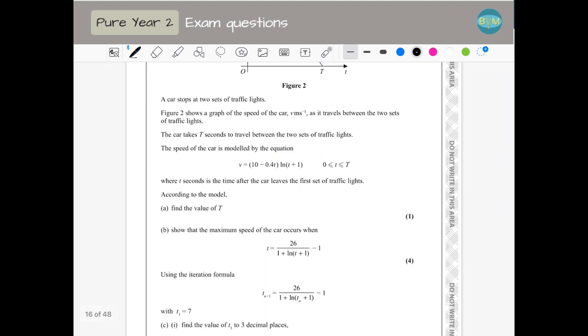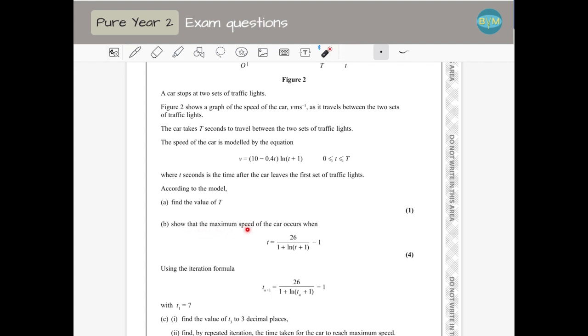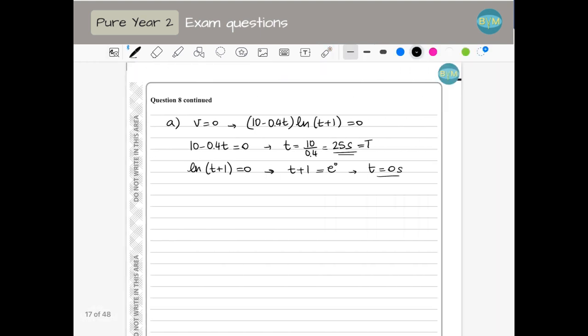For part b, they say show that the maximum speed of the car occurs when t is this value. You see that t is not the subject because you have a t inside the ln. So we have to try to find this expression somehow. Maximum speed is going to happen when the derivative of the velocity is 0. So we're going to differentiate this function, make it equal to 0, and try somehow to find this expression. So for b, I'm going to do dv by dt.